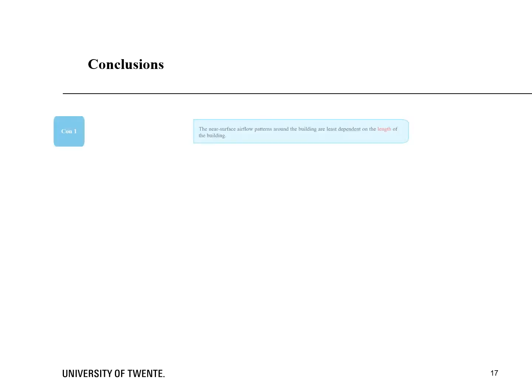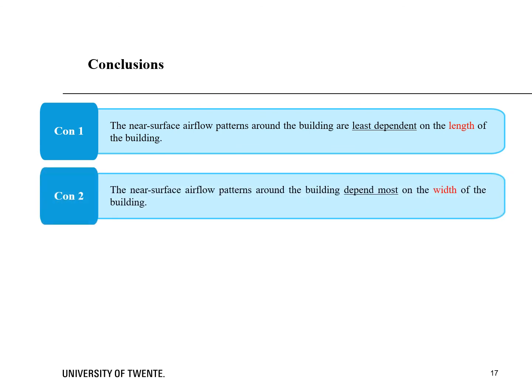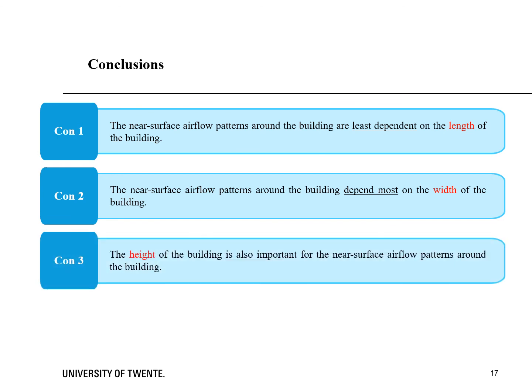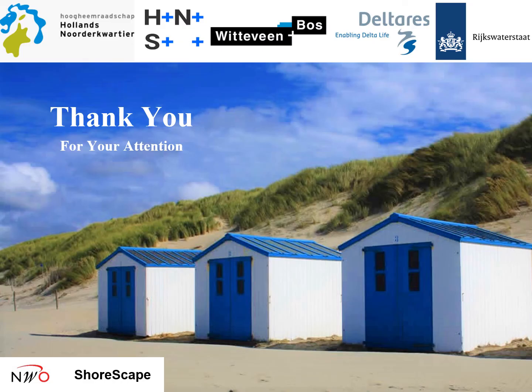Let's have a look at conclusions. Conclusion 1. The near-surface airflow patterns around the building are least dependent on the length of the building. Conclusion 2. The near-surface airflow patterns around the building depend most on the width of the building. Third one, the height of the building is also important for the near-surface airflow patterns around the building. And the last one, the results of horizontal divergence of the velocity field are comparable with the rate of erosion and sedimentation patterns. Thanks for your attention.